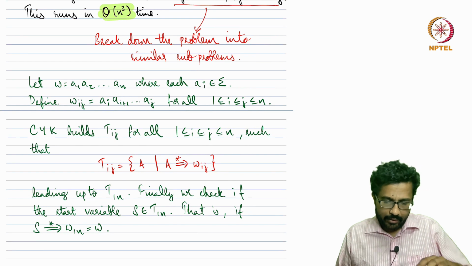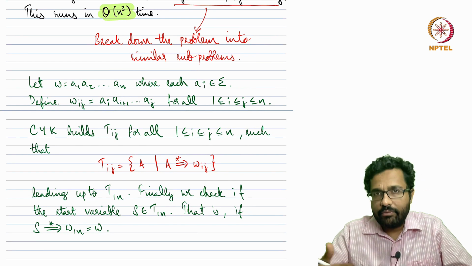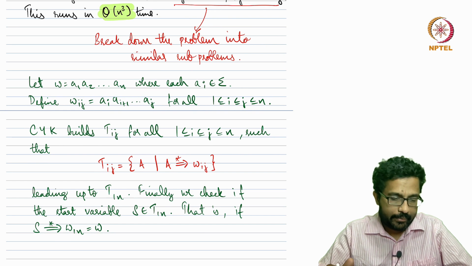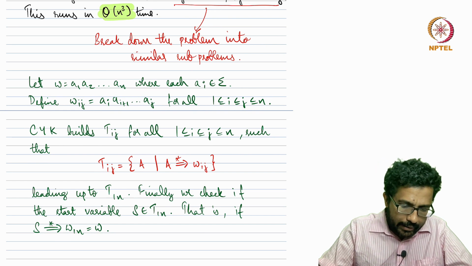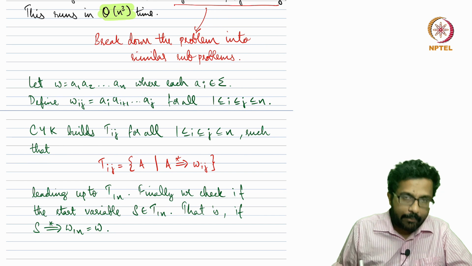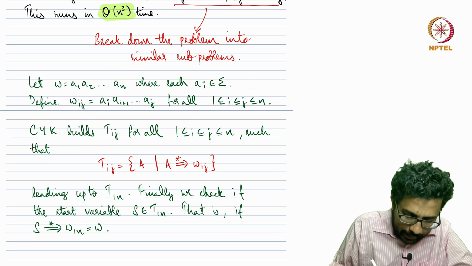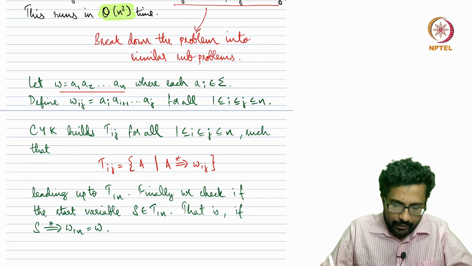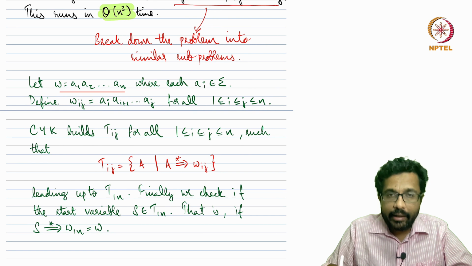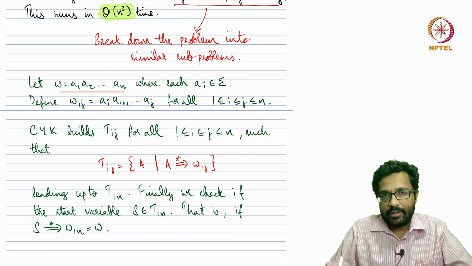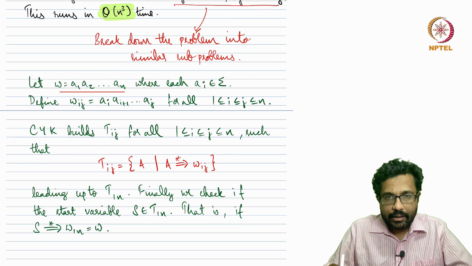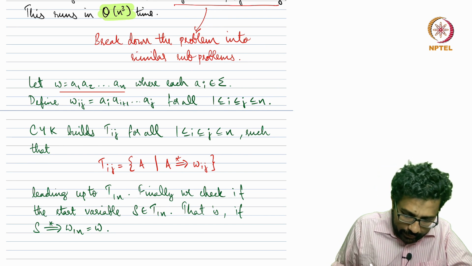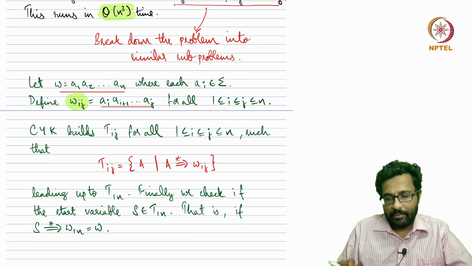Before that, some basic notation which we will require in the algorithm. Let the input string be w, of length n, and let a1, a2, up to an be the n individual symbols of the string. Now we are going to define something called w_ij, which is the substring from the ith symbol to the jth symbol.